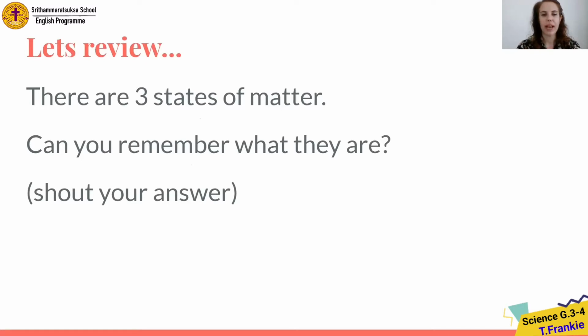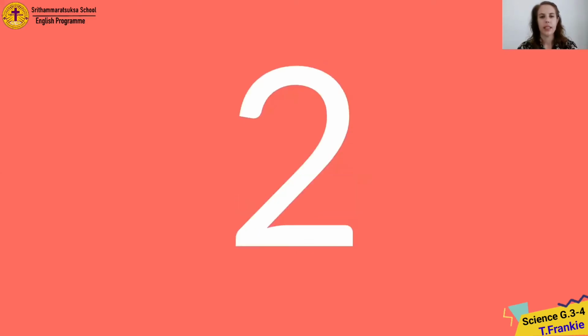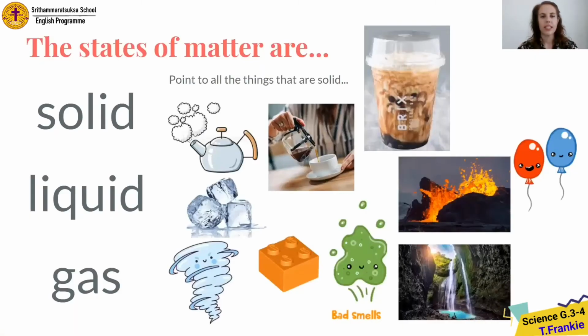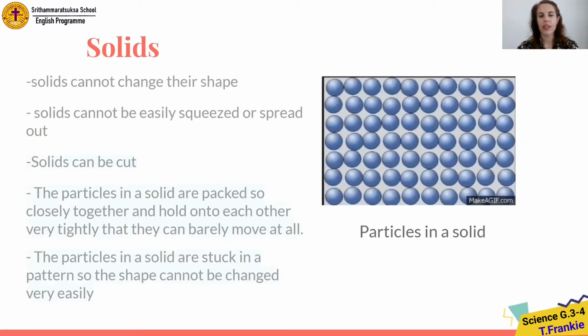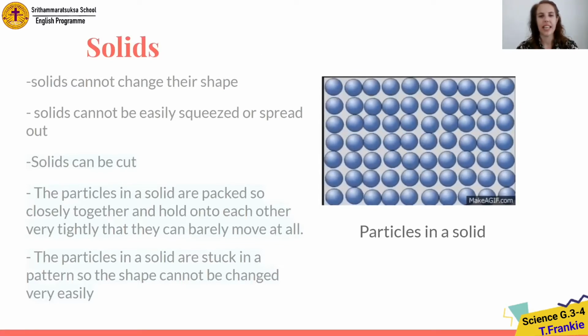Okay, so quick review. There are 3 states of matter. Can you remember what they are? Just shout your answer out. We're not going to worry about a worksheet or anything. Yep, states of matter are solid, liquid, and gas. Now I'm going to give you a few seconds. Can you point to all of the things that are solid? Cool, and point to all of the things that are liquid. All right, last one, point to all of the things that are a gas. Good job.